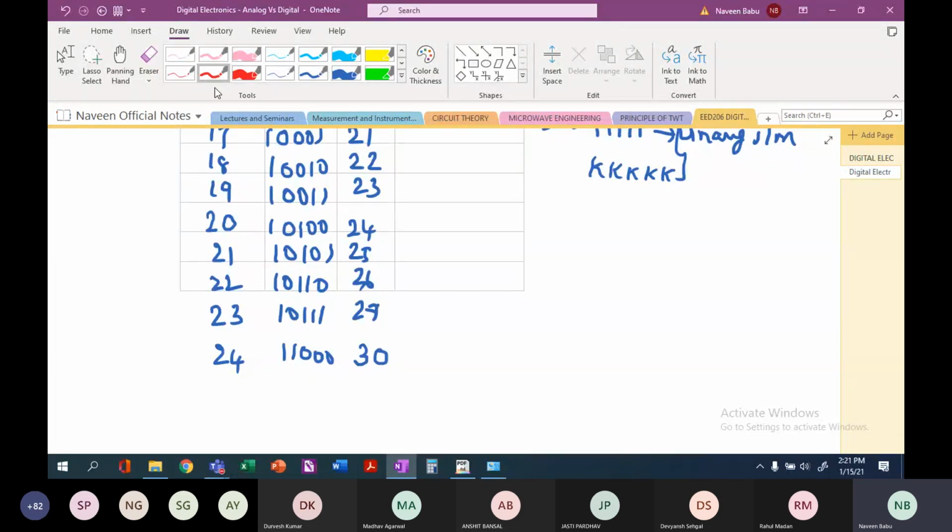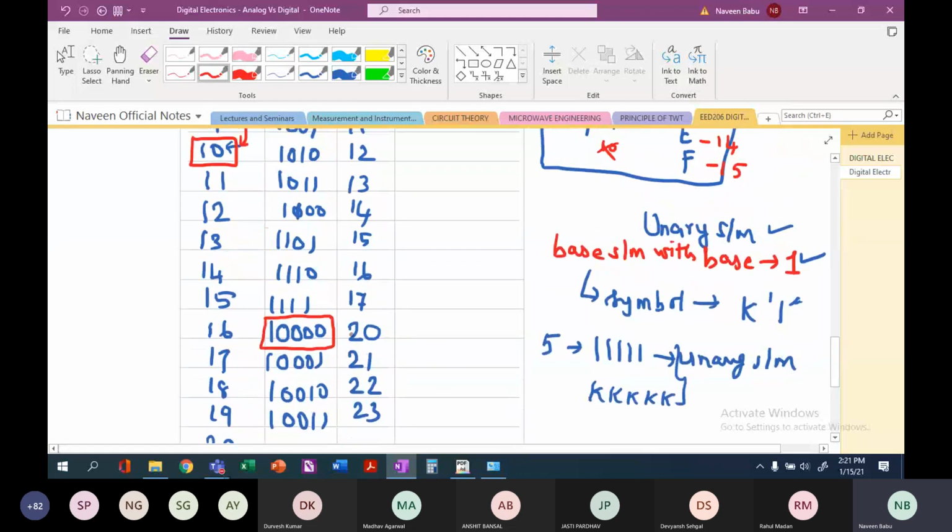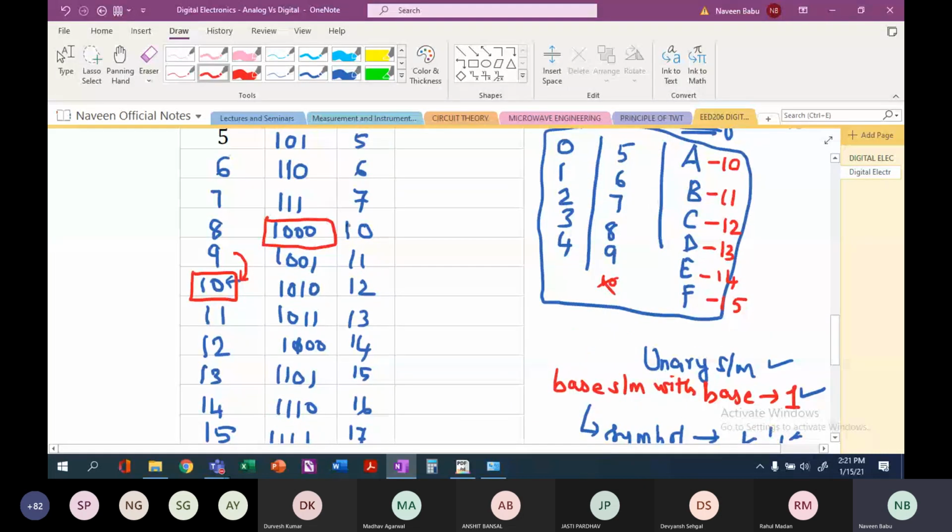So where is the reset taking place here? Reset is taking place here, 30. Reset is taking place at 20 here, and again reset is taking place here at 10.